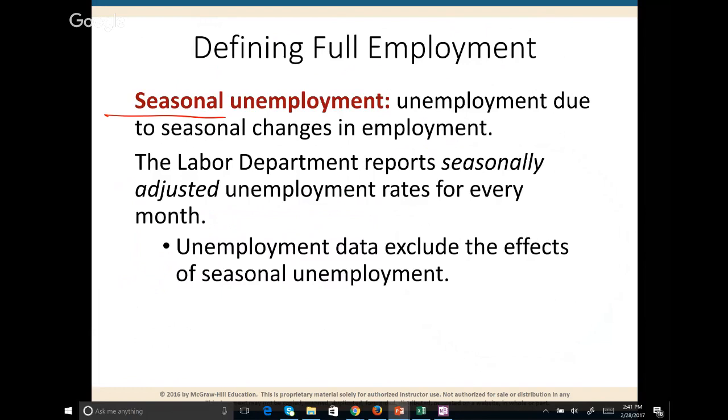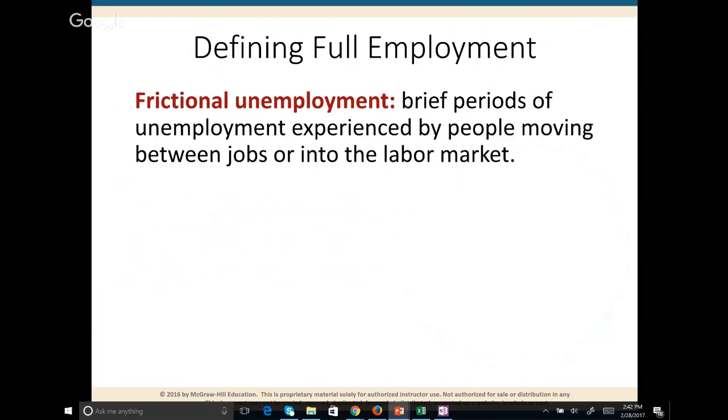The answer wasn't Walmart. The answer was H and R Block, because they're the tax company, right? So those employees have a job during tax season. When tax season is over, they don't have a job anymore. All right, and next is frictional unemployment.